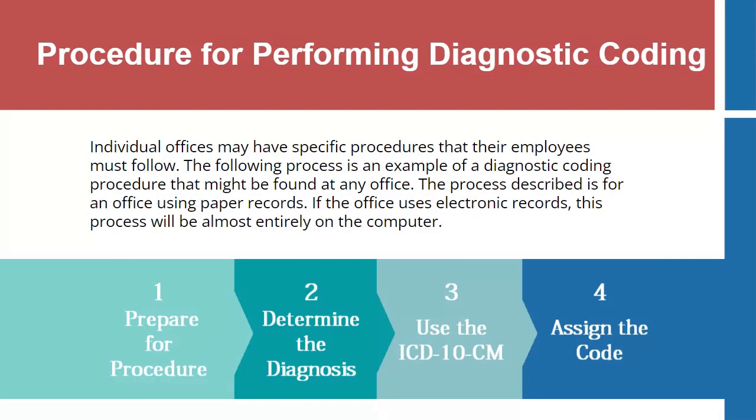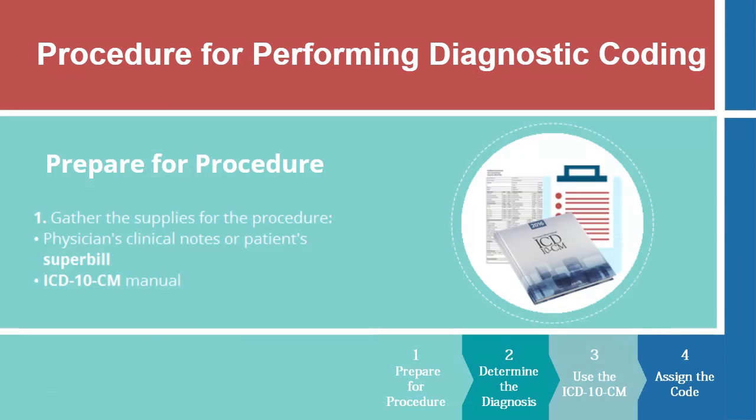You want to prepare for the procedure, determine the diagnosis, use the ICD-10 CM, and then assign the code. So what are some ways you prepare? You may have to gather some supplies, which is the physician's notes or the patient's super bill or encounter form, and then the ICD-10 manual if you need it, if the codes are not indicated on the super bill.